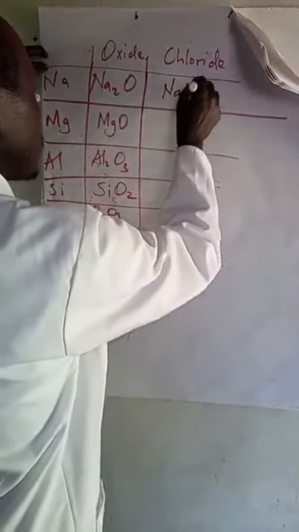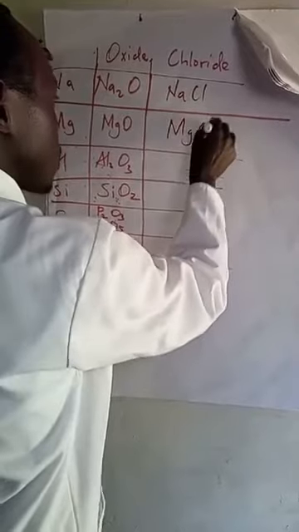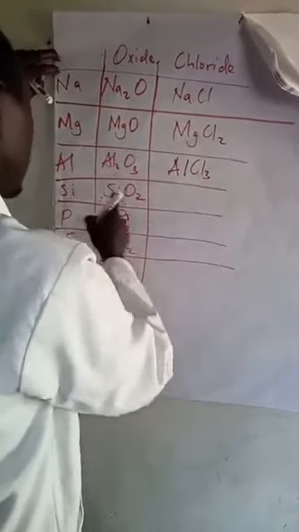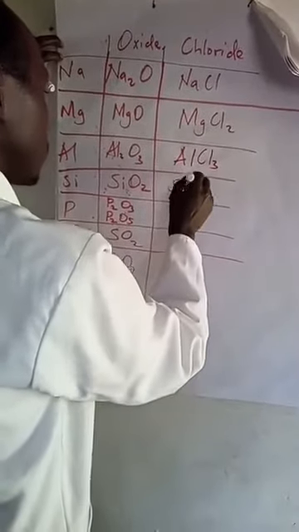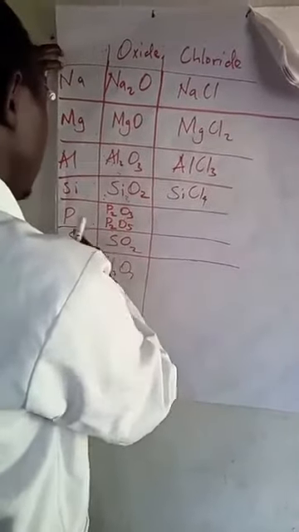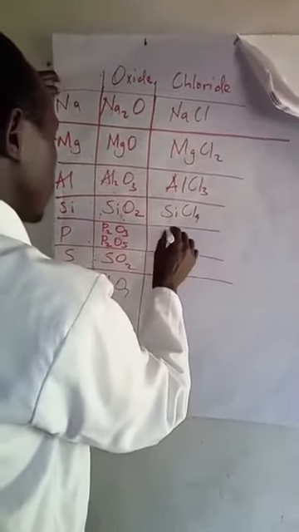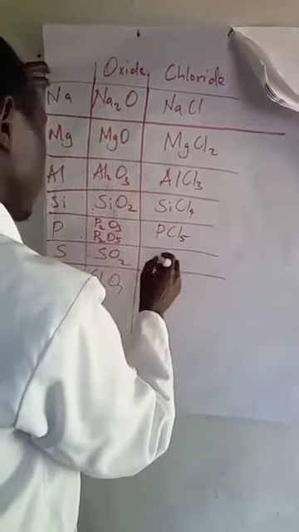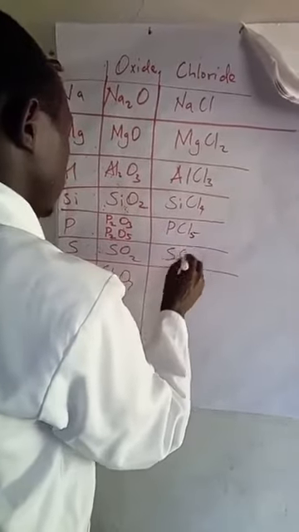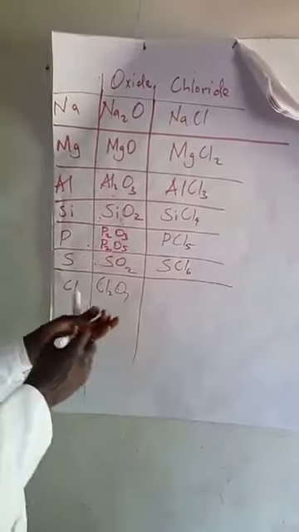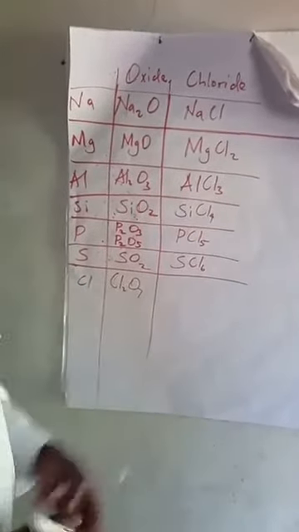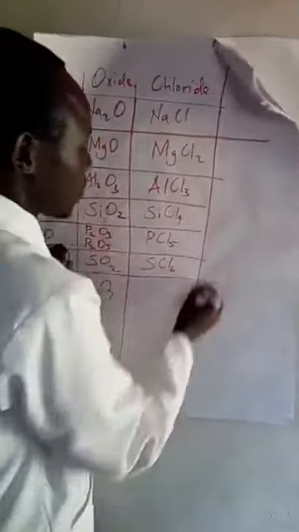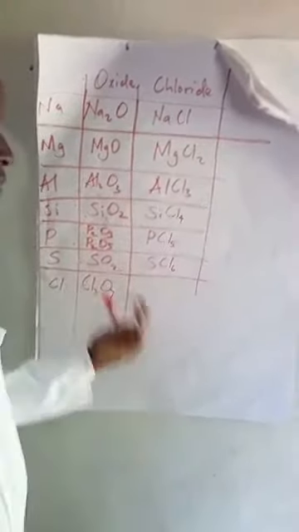We have sodium chloride, magnesium chloride, aluminium chloride, silicon chloride, phosphorus Cl5, then we have sulfur 6. Of course, we don't have a chloride of chlorine. So these are the oxides and chlorides of period 3 elements, their formulas.